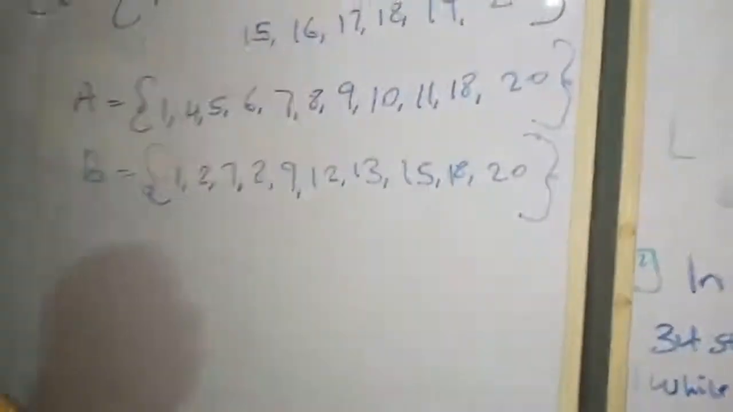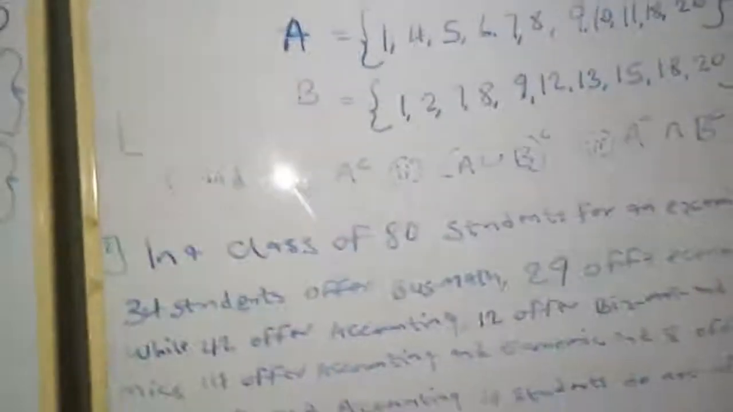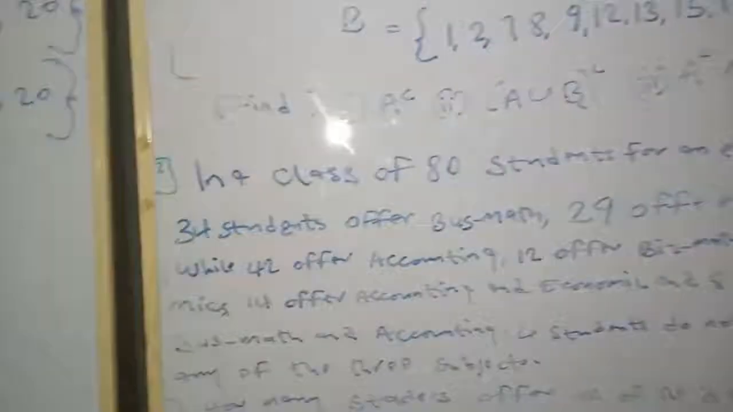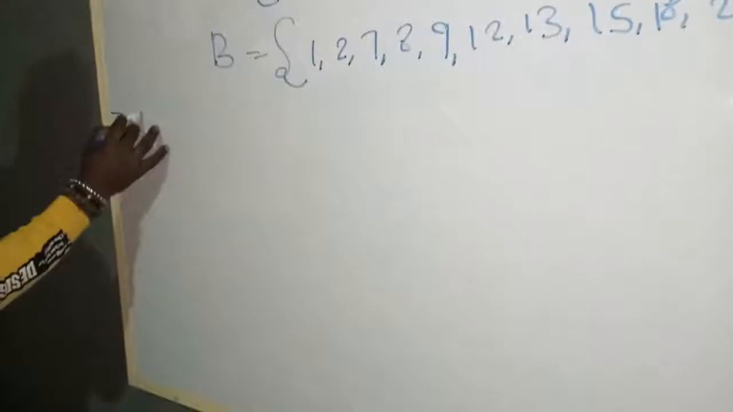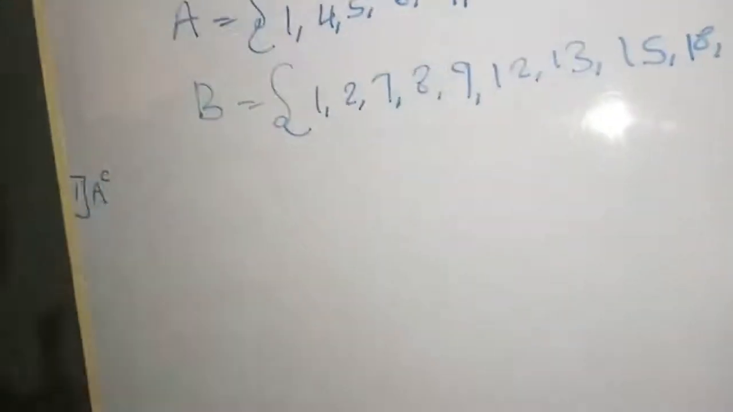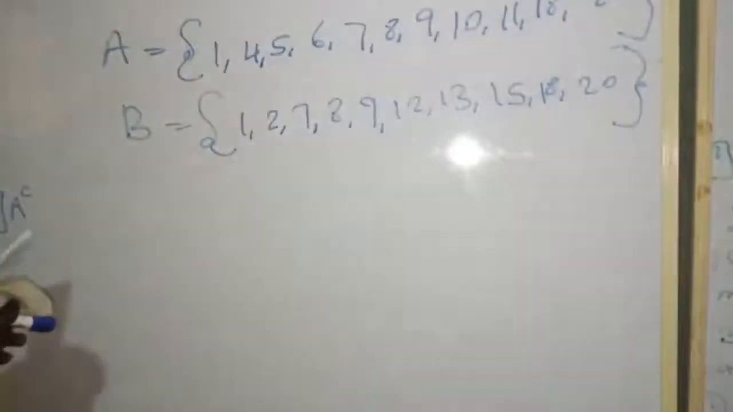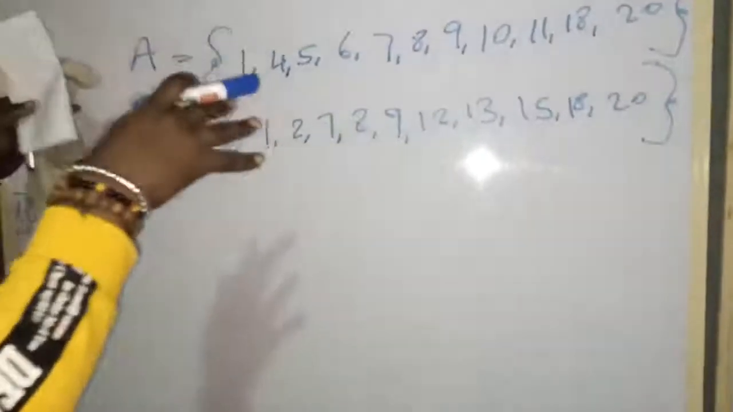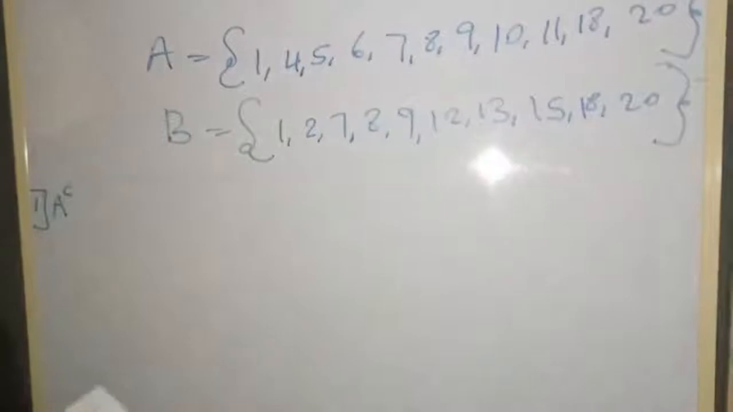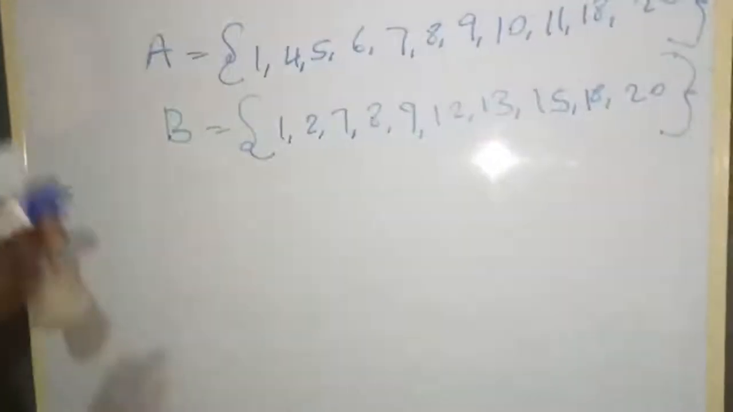Now question one says A complement. What is A complement? Now this takes us to what is the complement of a set. Complement of a set simply means the elements that can be found in the universal set which are absent in a given set. That is what they mean by complement of a set.